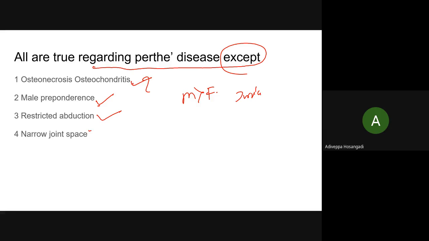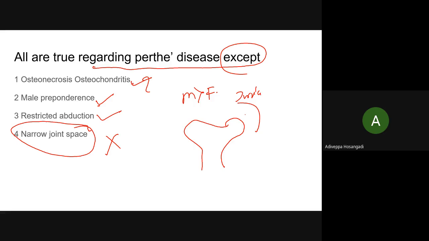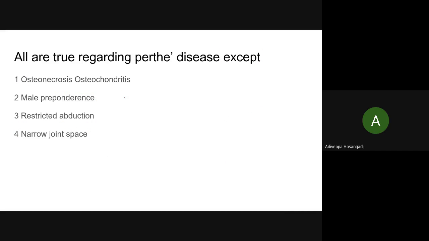Narrow joint space, it is not there because I told you your head is subluxated outside, there is a wide joint space, so it is ruled out. When you are not sure about osteochondritis, you can still rule out this option, because you are for sure knowing narrow joint space is not there in Perthes disease. Osteochondritis, again, this temporary vascular insult is seen in the lunate bone, which is called Kienbock's disease.